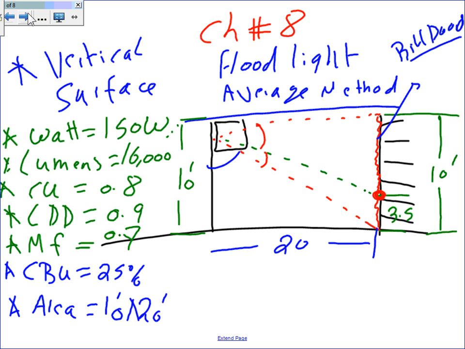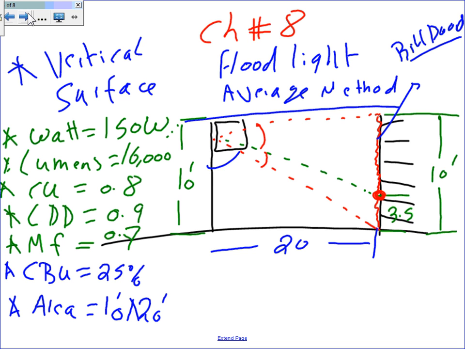When we use the average method, you're going to use the same. We're going to go back into the coefficient of beam utilization. Every time you use a floodlight, as an average calculation, you have to find the coefficient of beam utilization.